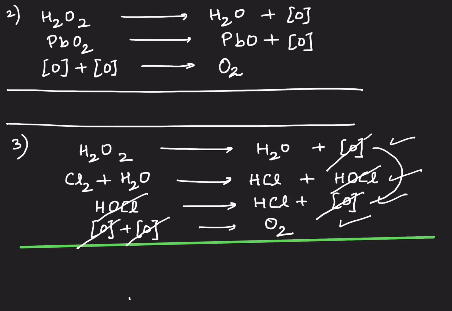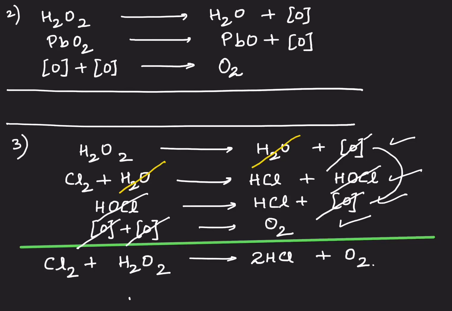Anything else? Yes, now we go ahead. We are not to miss out the water molecule over here. You see, H2O, H2O. Now go ahead and write the final equation. So what do we get over here? Chlorine plus H2O2 gives you 2HCl plus O2. Isn't it simple?